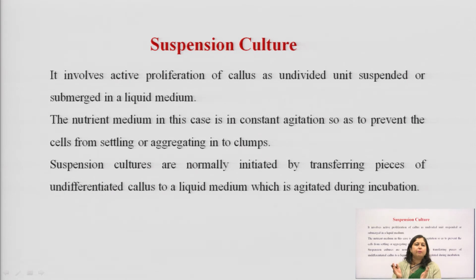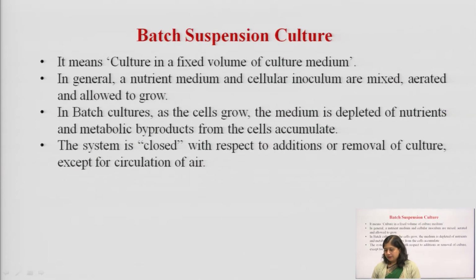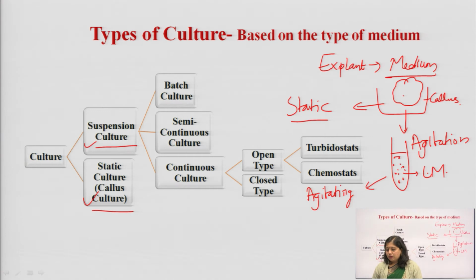So, it has to be moved completely to avoid any kind of settling down, sedimentation or clumping together. Suspension cultures are normally initiated by transferring pieces of undifferentiated callus to a liquid medium which is agitated during incubation. So, how are we going to prepare the suspension culture? We will take a few undifferentiated callus cells, put them in a liquid medium, and keep on agitating it.